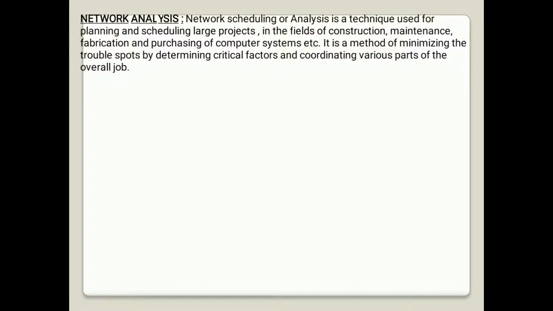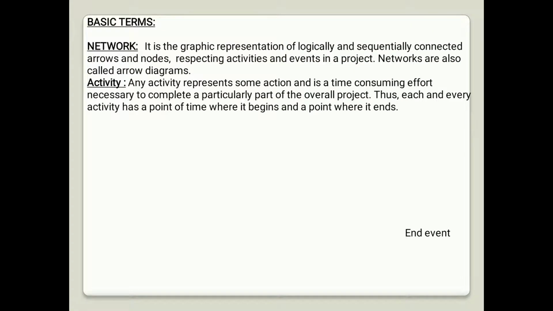Let's see the basic terms in network analysis. There are mainly two basic terms in network analysis. They are network and activity. Network is a graphical representation of logically and sequentially connected arrows and nodes. In a network diagram, the events are connected through arrows and nodes. It is also known as an arrow diagram.